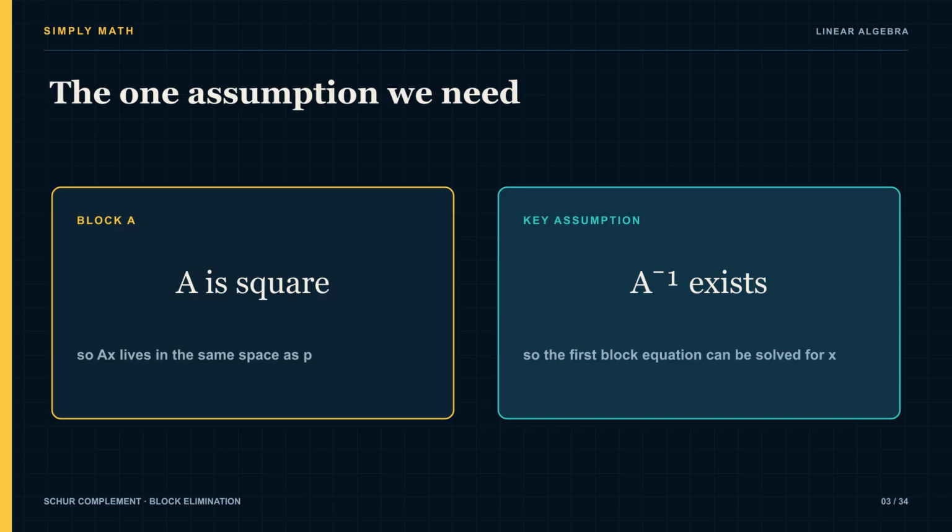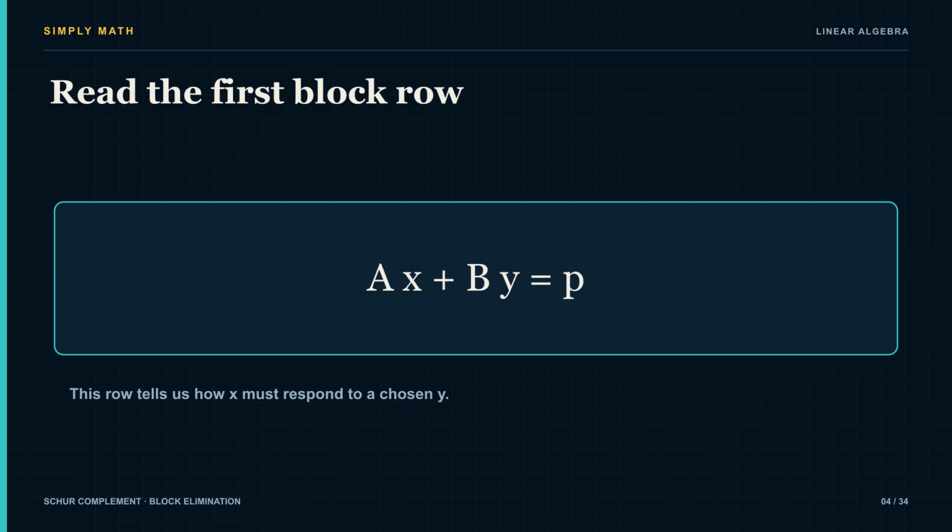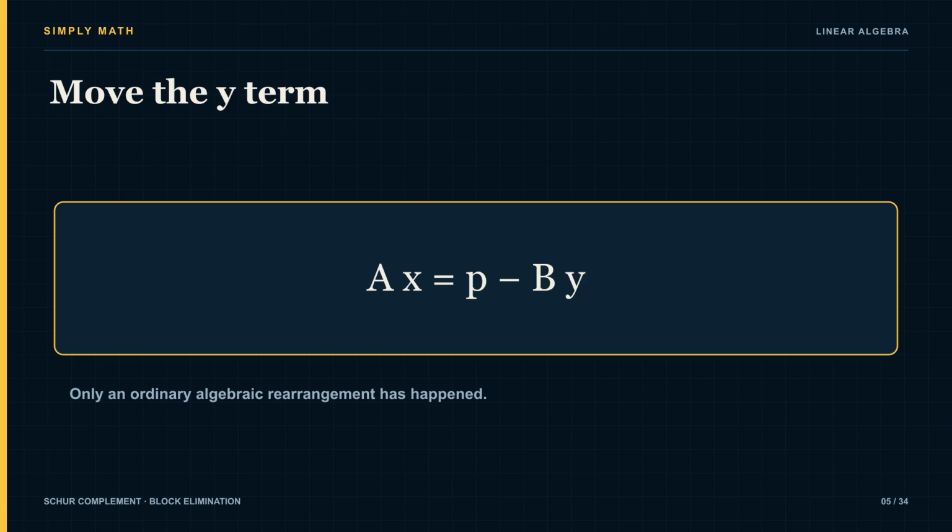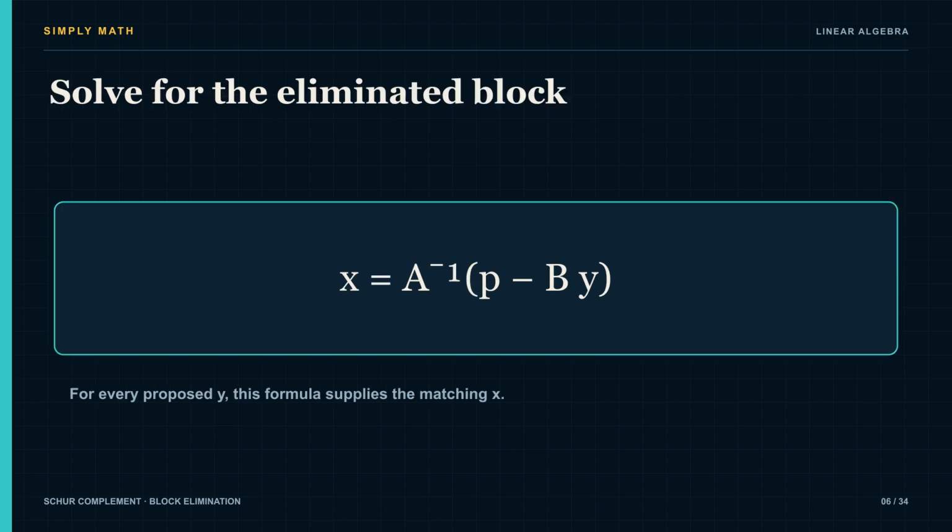That single assumption lets us solve the first block equation for x. The first block row is Ax plus By equals p. Move By to the other side. Now Ax equals p minus By. Multiply by A inverse. The first equation now gives x entirely in terms of y.